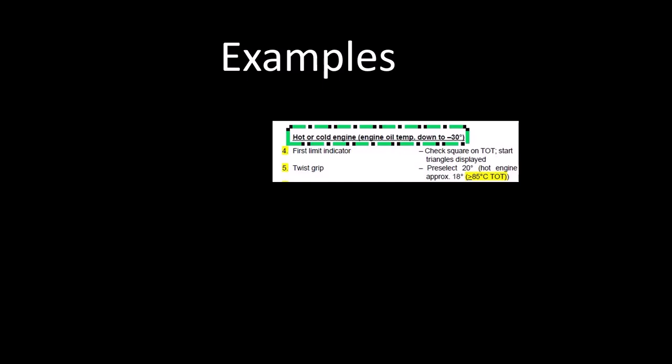So some examples: when you're about to start the engine, one of the things you check is to make sure that the square is on TOT. That's because the most likely thing to go wrong during an engine start is to overtemp the engine. So to make sure you don't have a hot start, you want to make sure that the FLI is actually showing you the temperature of the engines.